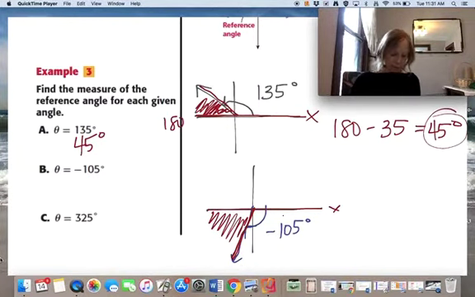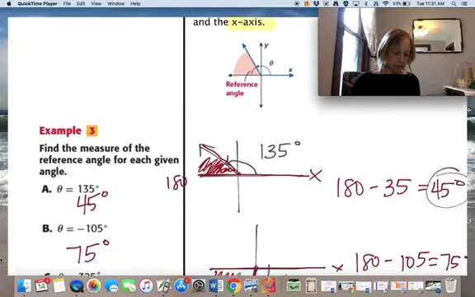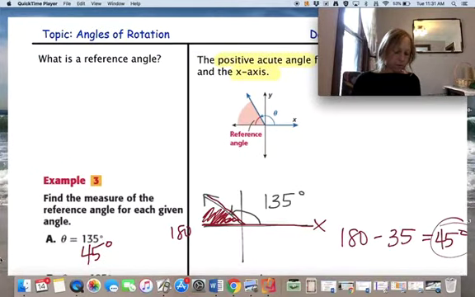So it looks like to figure out the measurement of this angle, I can take 180 and I can subtract 105 and I'll know what's left over, which is 75 degrees. Even though this angle is below the x-axis, remember our vocabulary. Our reference angle is always positive, it's always acute, and it's touching the x-axis.